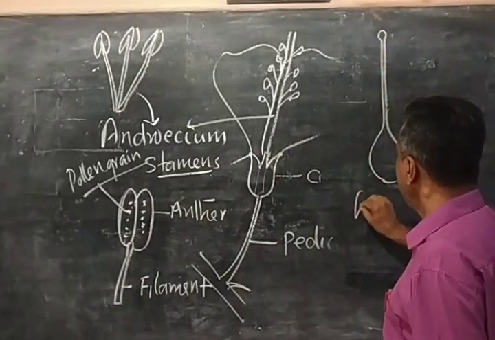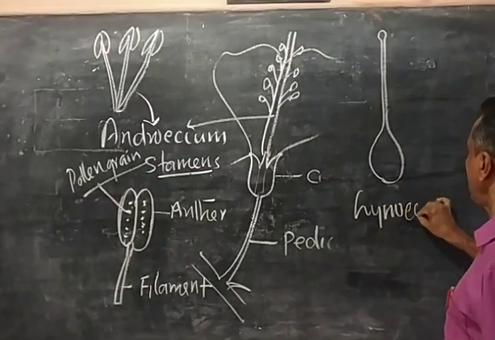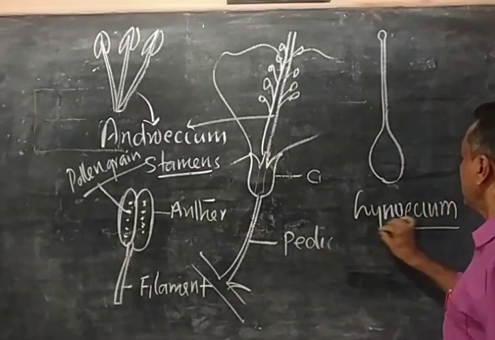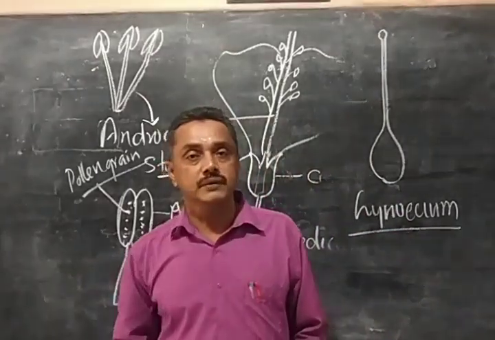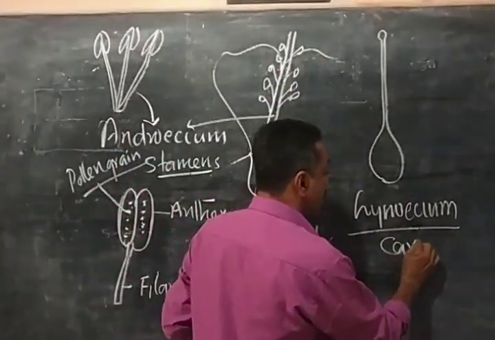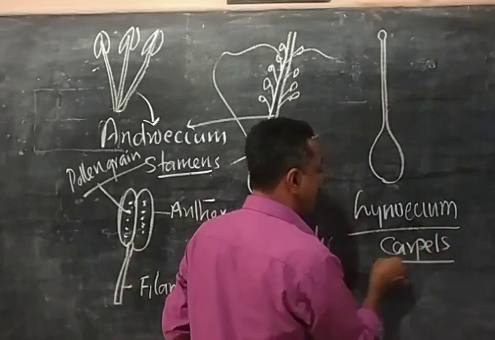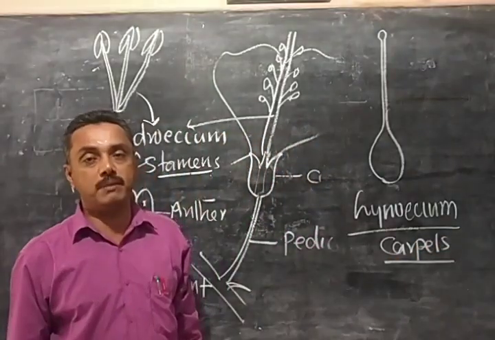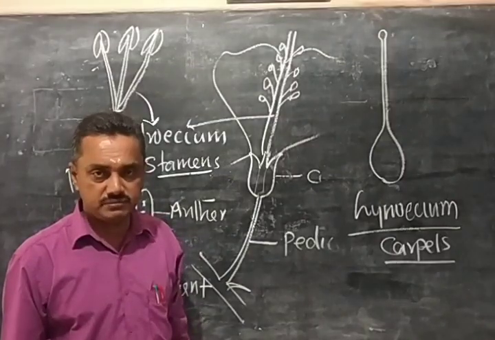It is the innermost part of the flower, called gynoecium. Gynoecium is made up of carpels. In the next class I will bring the flower and show examples.